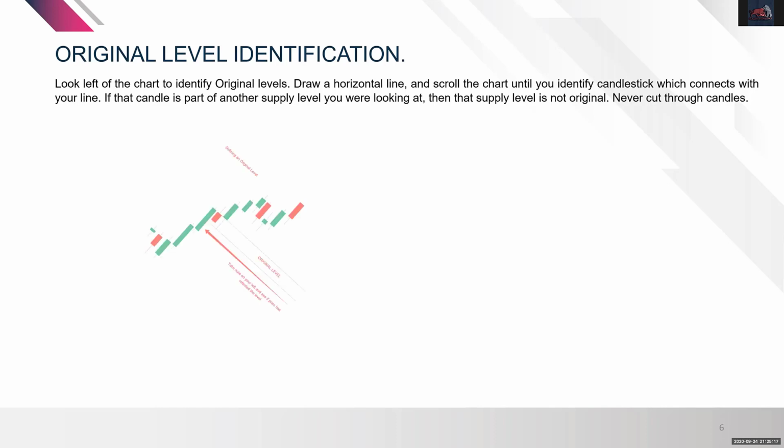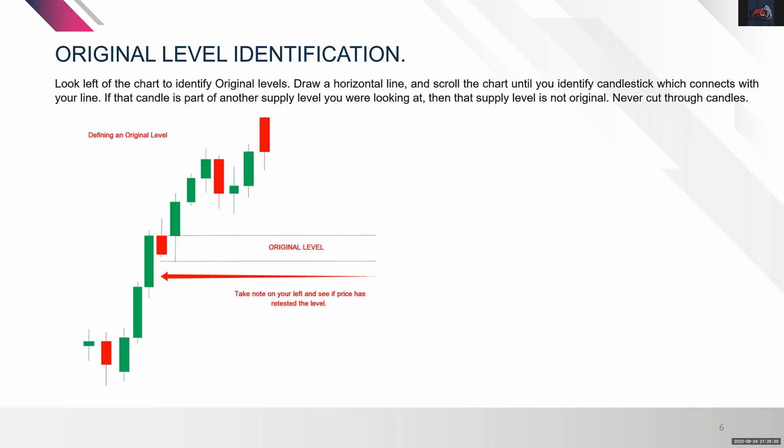To identify an original level, when you open a chart, look to the left of the chart, because it means it's a level that has been created out of nowhere. Market is going to the upside and then we have a down close candle, or market is going to the downside and then we have an up close candle. Draw a horizontal line and scroll the chart until you identify candlesticks which connect with your line. If that candle is part of another supply level you are looking at, then that supply level is not original. You never cut through candles.